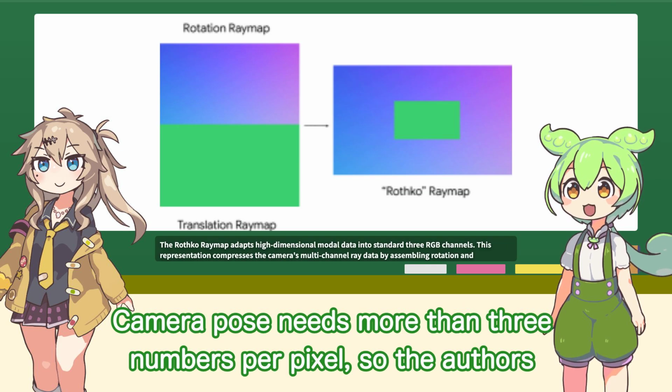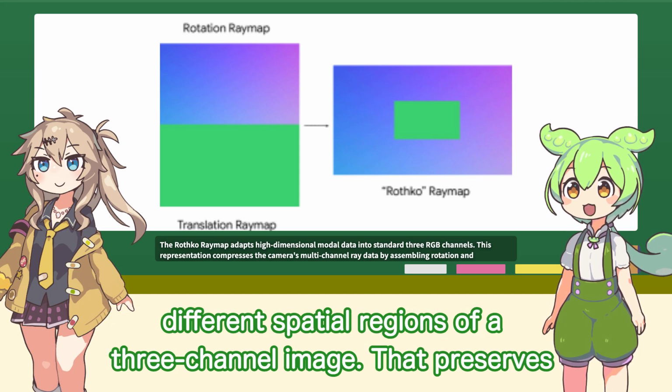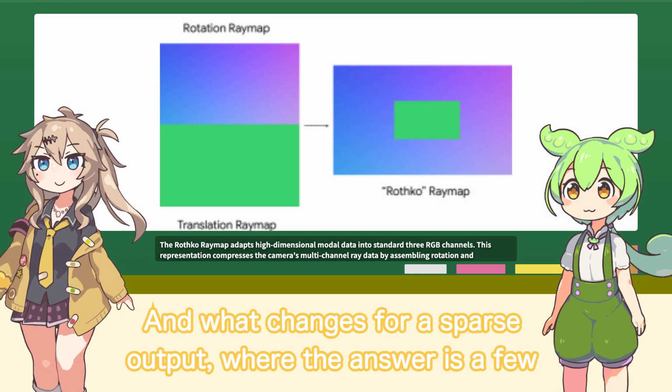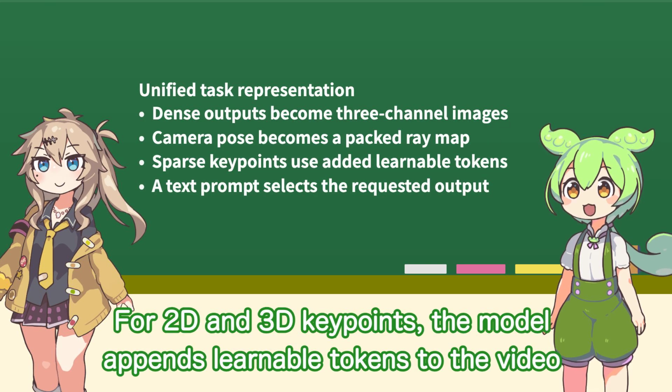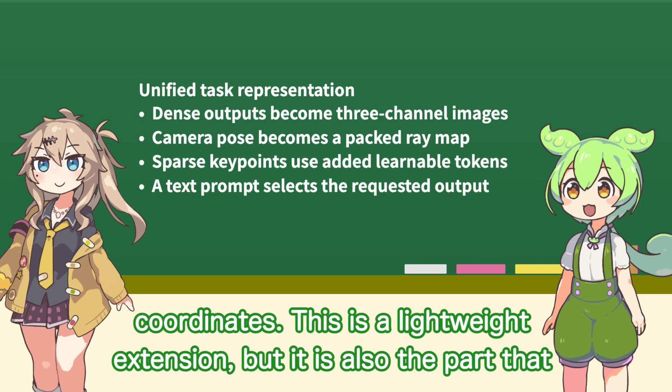Camera pose needs more than 3 numbers per pixel, so the authors encode it as a ray map. They pack ray origins and ray directions into different spatial regions of an image-like output. That preserves the single visual decoder instead of adding a camera-specific output head. And what changes for a sparse output, where the answer is a few coordinates rather than an image? For 2D and 3D key points, the model appends learnable tokens to the video features, one set per frame. A small prediction head reads those tokens as coordinates.